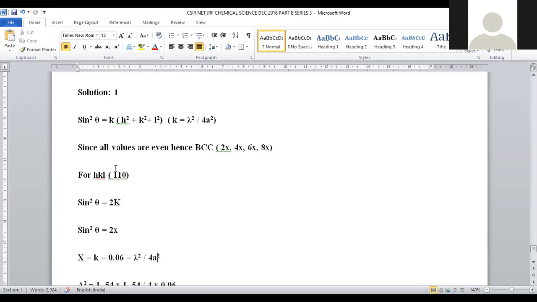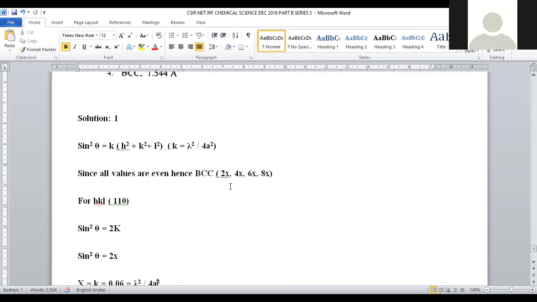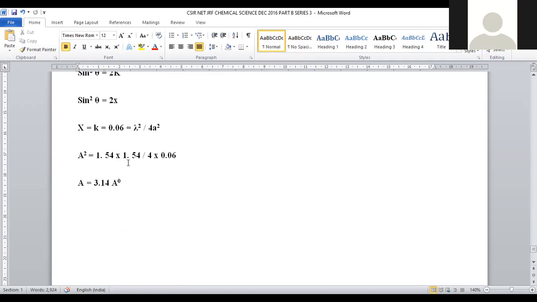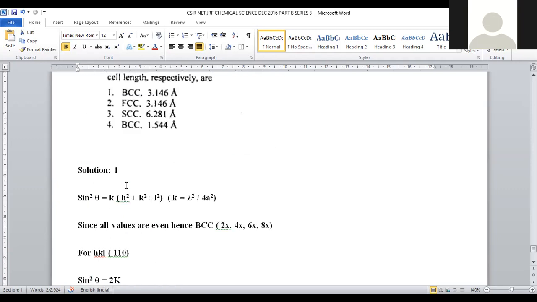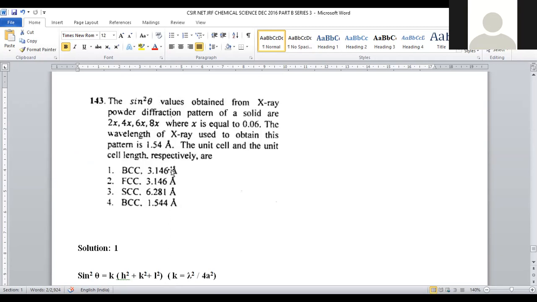What is the k value? It is given, that is 0.06, right? So 1.54 into 1.54 by 4 into 0.06. It is calculated first, and since a square is there, we further convert it into a. By doing all the calculations, simple multiplication only, we can calculate 3.146 angstroms as the unit cell length. So BCC and 3.146 angstroms is provided in option number 1. For question number 143, option number 1 is the correct answer.